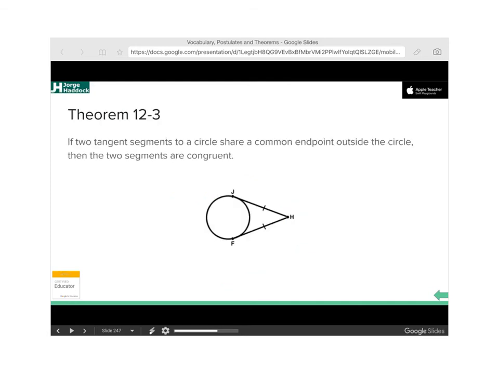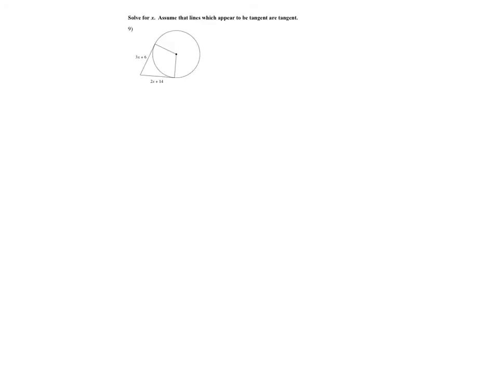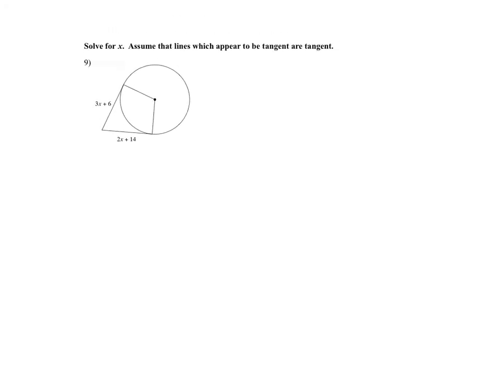If two tangent segments to a circle share a common endpoint outside of the circle, so here it's very important that they are sharing a common endpoint outside of a circle, then the two segments are congruent, right? So if they have an endpoint outside of the circle and they are tangent, that means that those two segments are congruent, right? So I want to solve for x.